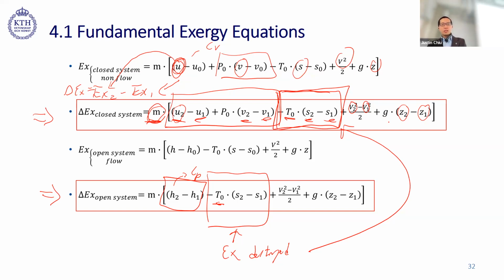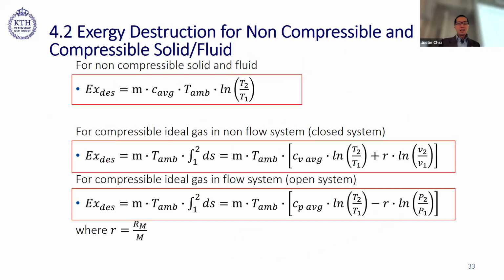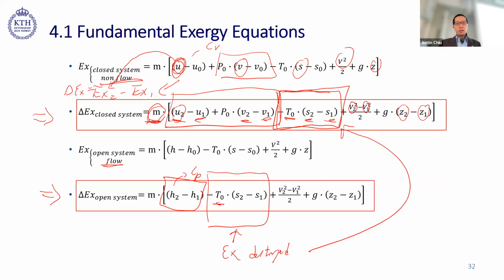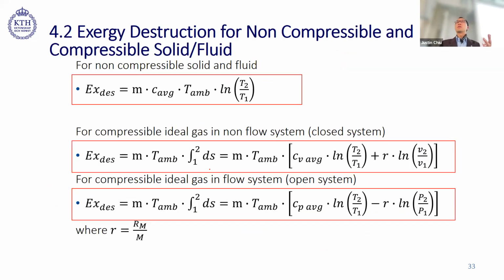So those are some fundamental equations for closed system and for open system. So closed system meaning that there's nothing flowing in or out. And then the open system means there's a flow. And then the exergy that is destroyed. So earlier, this term, I put a big red box around, right? This is the exergy that's destroyed. Let's take a closer look at that.